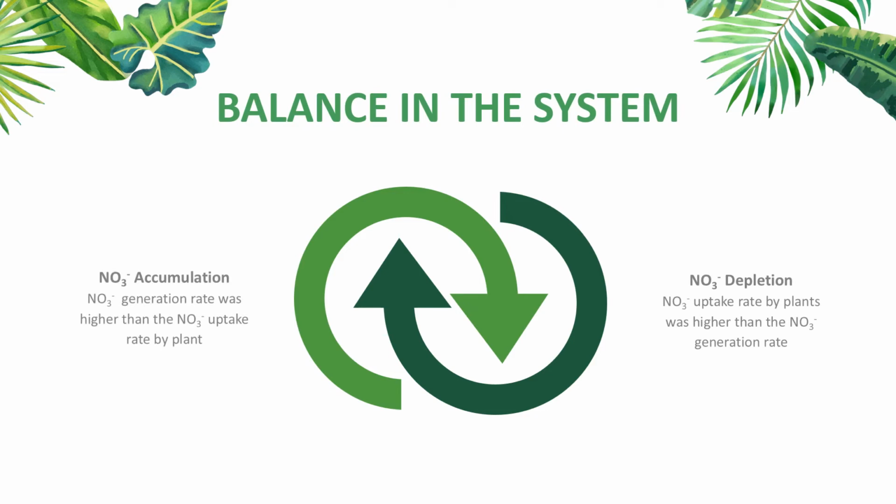So on the balance in the system, I have seen that for nitrate there is nitrate accumulation and nitrate depletion. Accumulation means the generation rate is higher than the uptake rate by the plants, and depletion means the uptake rate by the plants is higher than the regeneration rate of the nitrate.